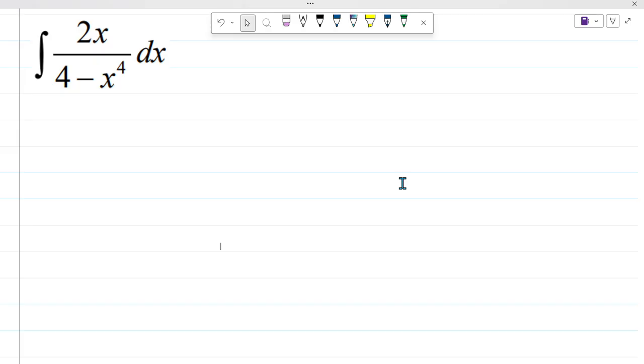So now we've got another one here. This one is the integral of 2x divided by 4 minus x to the power of 4 dx. So what are we doing here? We're integrating, but before we integrate, since we already know that we are dealing with an inverse hyperbolic function, you need to first rewrite this question in a nice way.